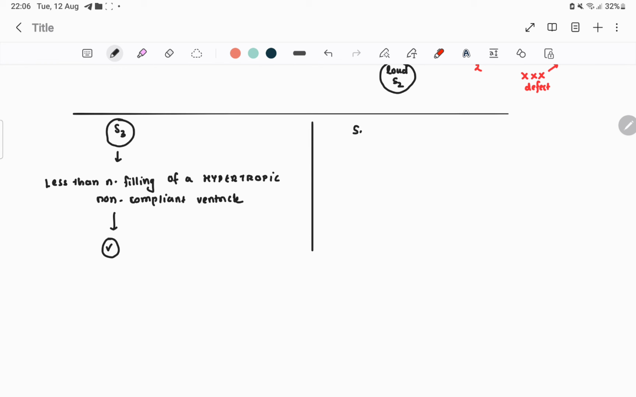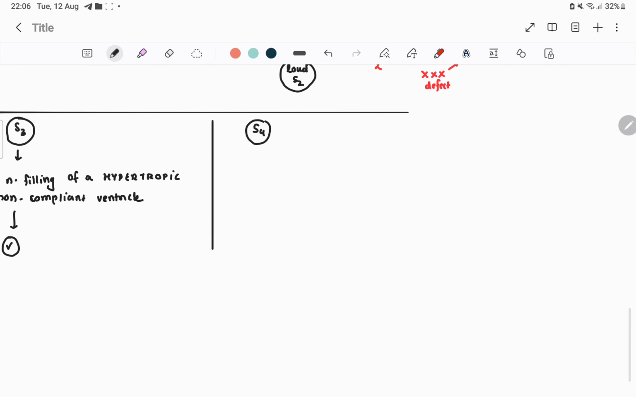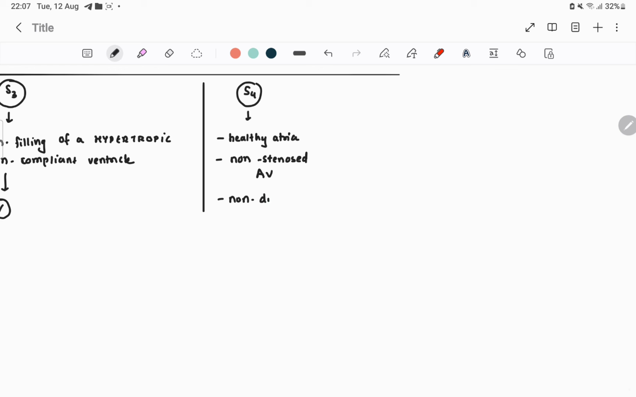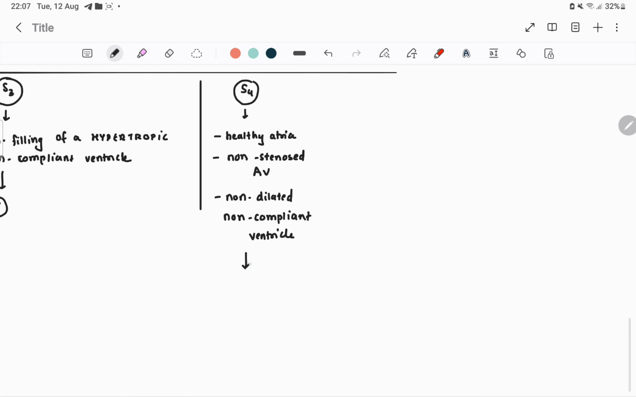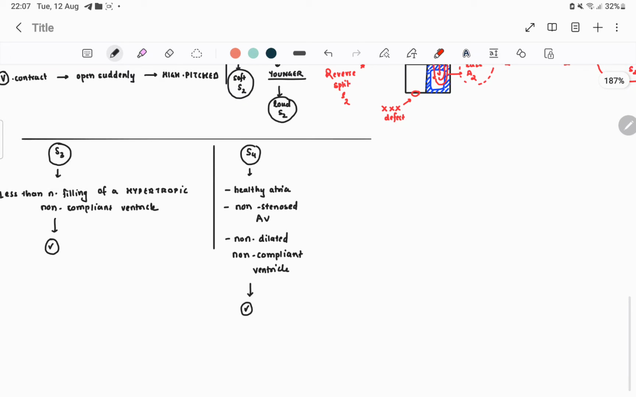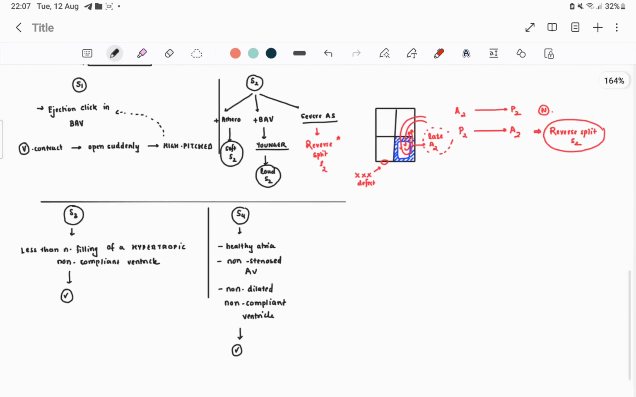Let's talk about S4, the fourth heart sound. Basically, we have conditions. We must have a healthy atria, a non-stenosed AV valve, and a non-dilated, non-compliant ventricle. So is S4 produced? Obviously, all three conditions are satisfied. So this was about heart sounds.